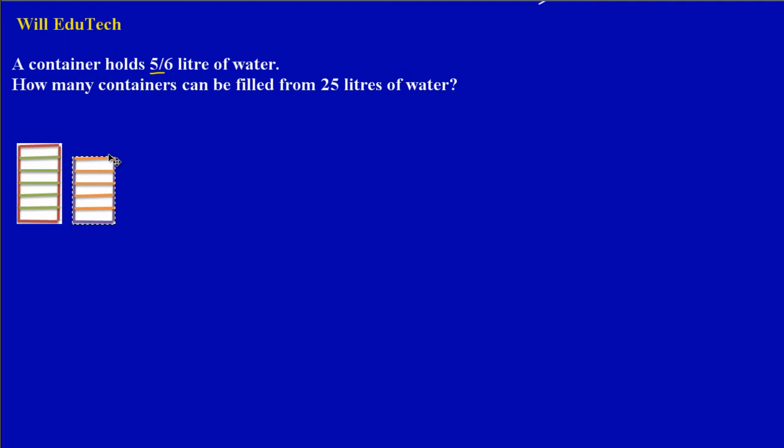Here it states that a container, and the diagram here, the fraction bar that I have on my left represents my liter. I'm speaking specifically about 1 liter of water. The second diagram here represents my container. So that's my container, and this diagram here represents my 1 liter.